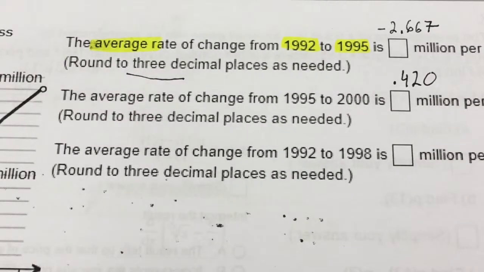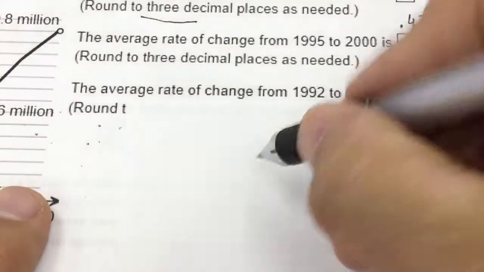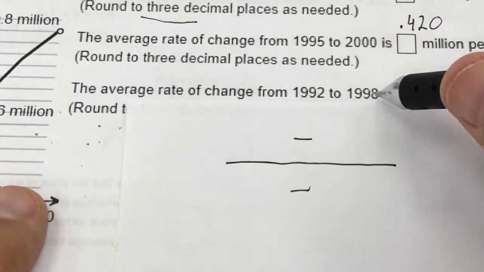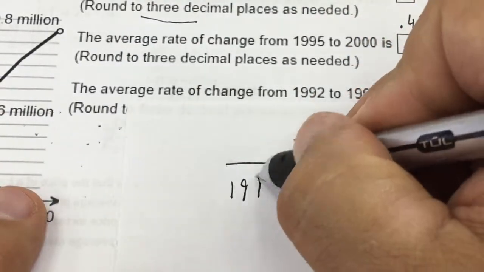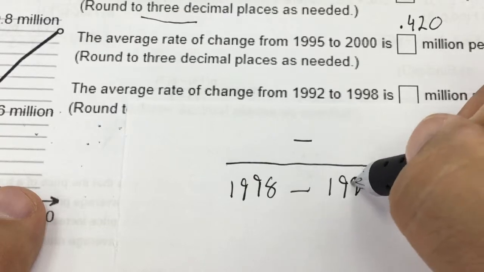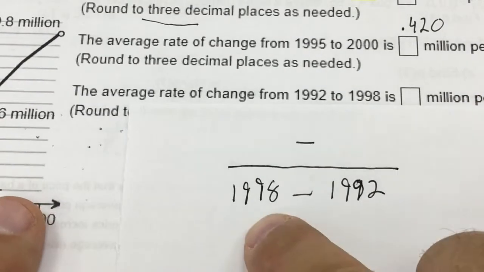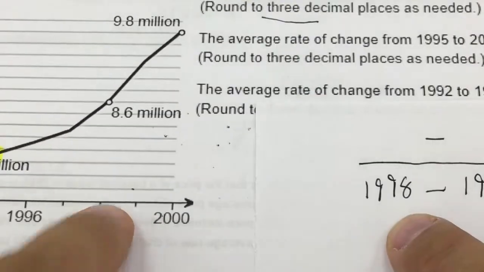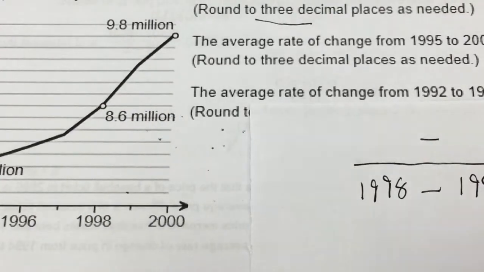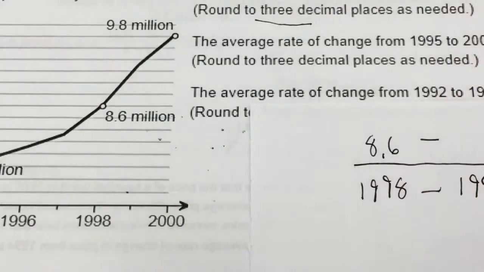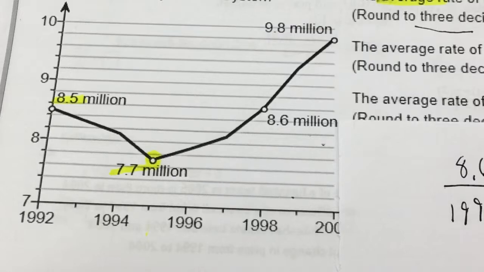Average rate of change from 1992 to 1998. So again, slope formula. The bottom is going to be 1998 minus 1992. And the value at 1998 is 8.6. So I put that 8.6 right above the 1998. The value at 1992 is 8.5.